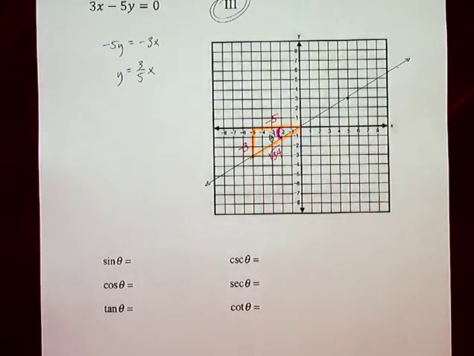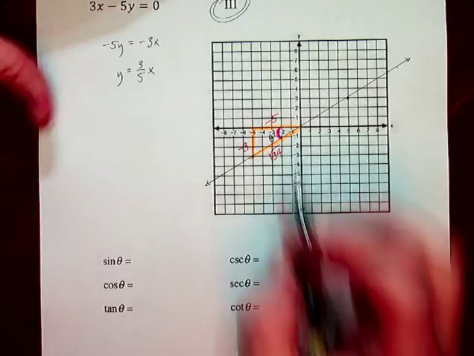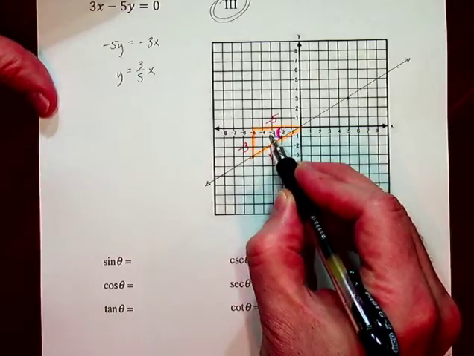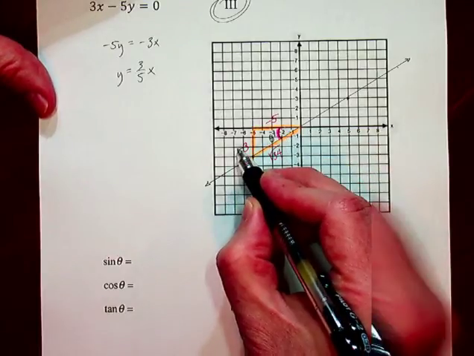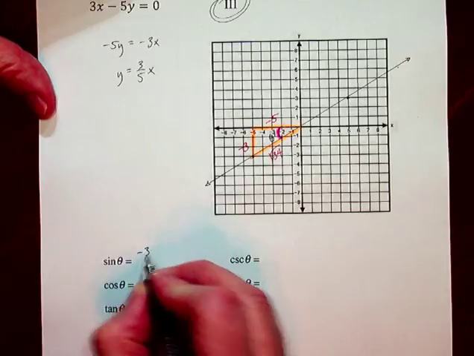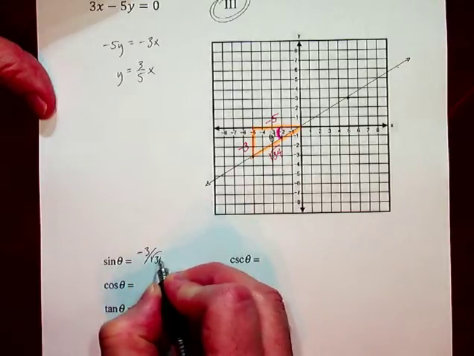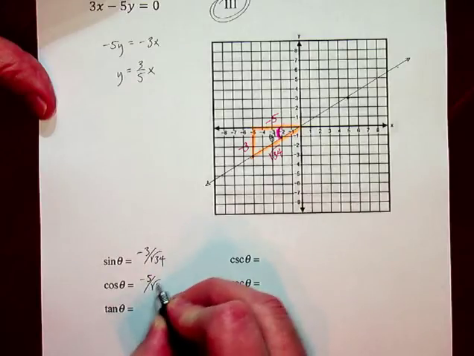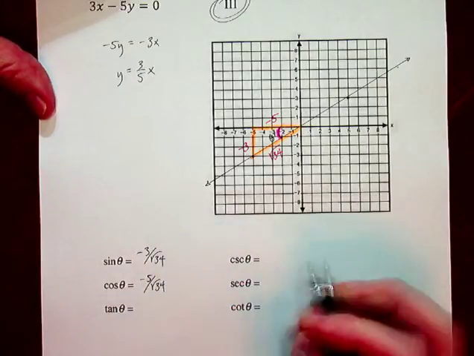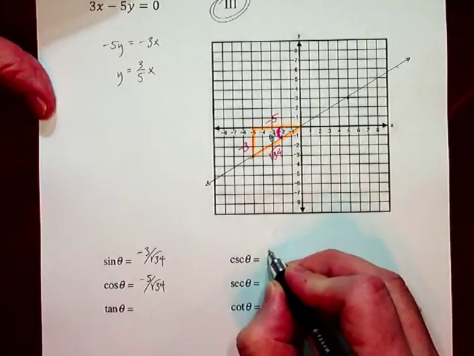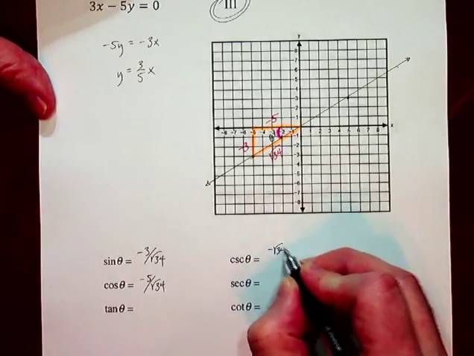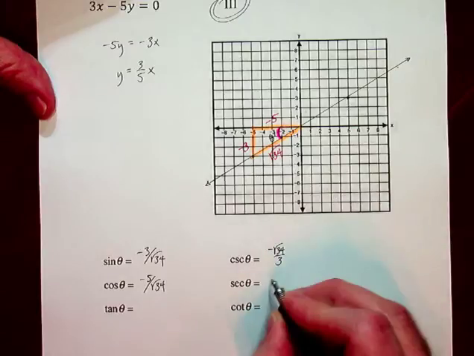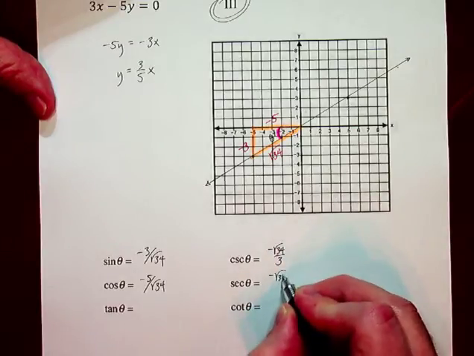I have all 3 sides of my triangle, and now I can just read my trig ratios right off of it. From this reference angle, theta prime, I have opposite over hypotenuse, so negative 3 over root 34. Adjacent over hypotenuse for the cosine. Let's go ahead and do both of those reciprocals before we rationalize the denominator. And we get negative root 34 over 3, and negative root 34 over 5.